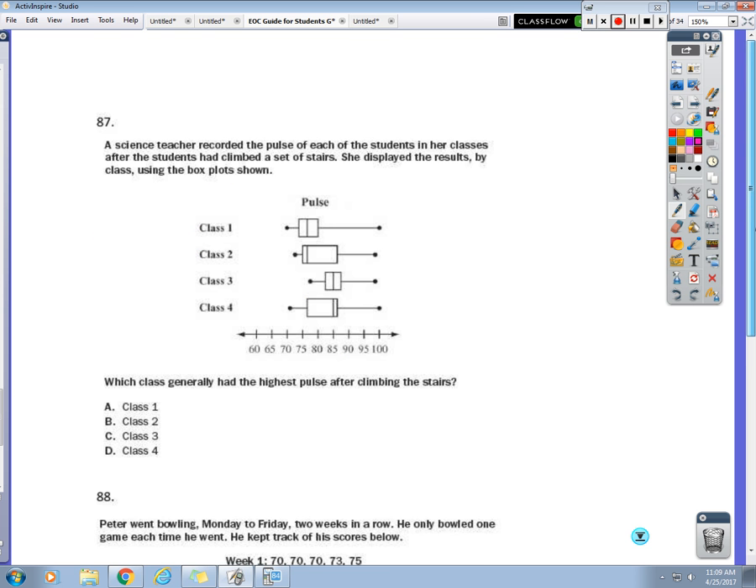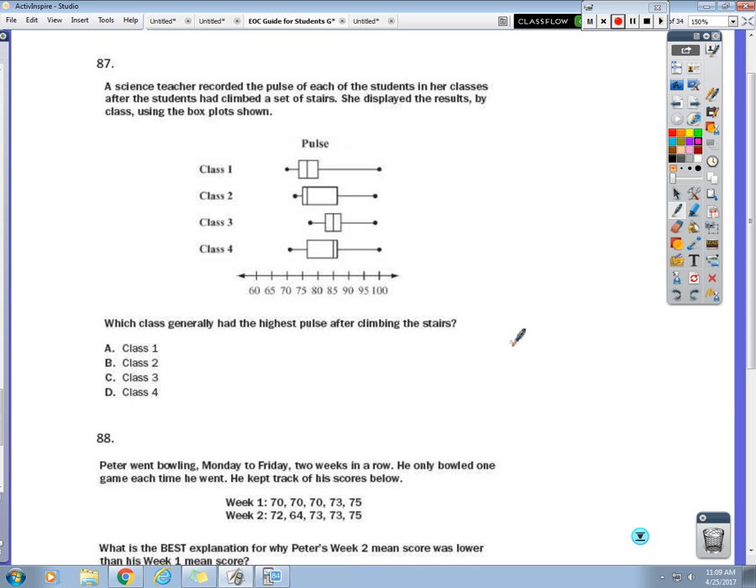A science teacher recorded the pulse of each of the students in her class after the students had climbed a set of stairs. She displayed the results by class using the box plot shown. Okay, so she has 4 classes, and those are the box plots for each of them. Which class generally had the highest pulse after climbing the stairs? Class 3. Okay, because more of their data is to the right than any other class. Okay, they had higher pulse rates than any other class.